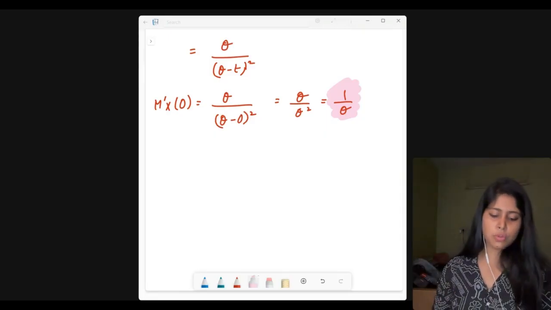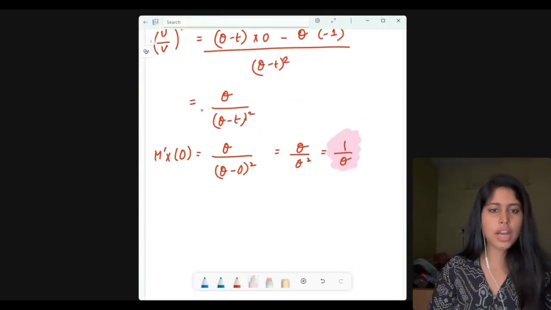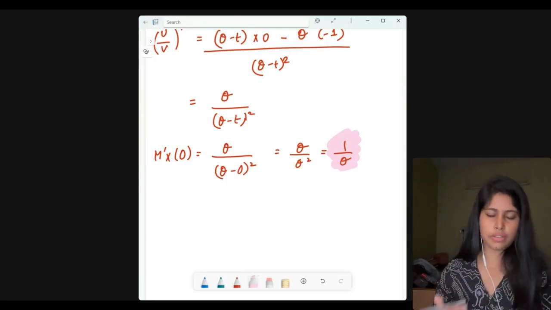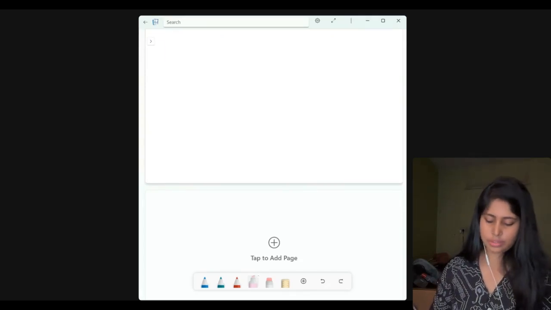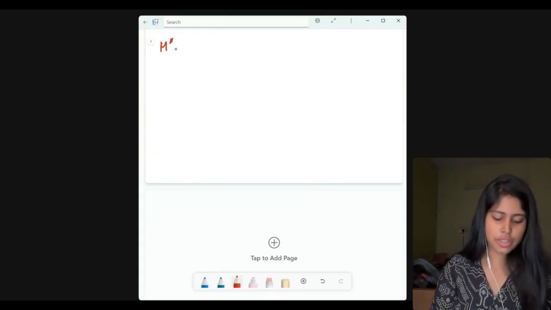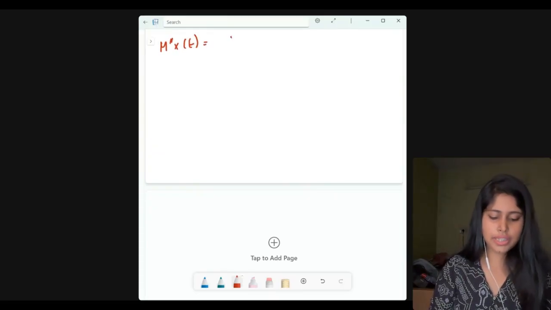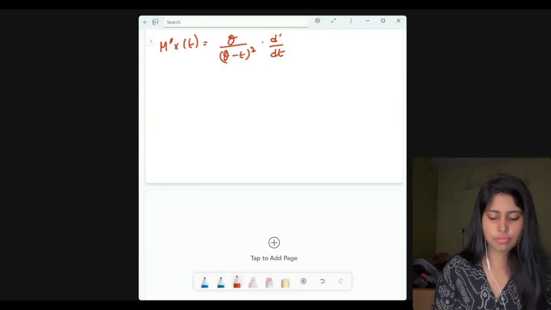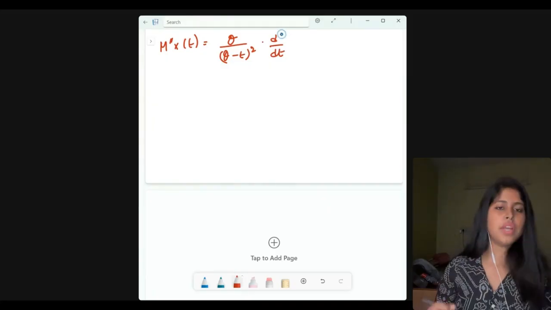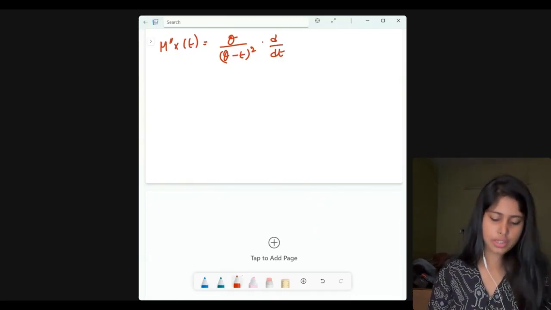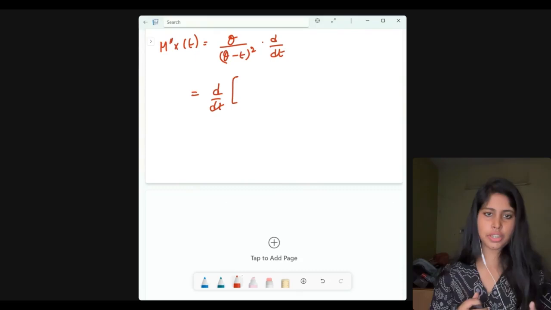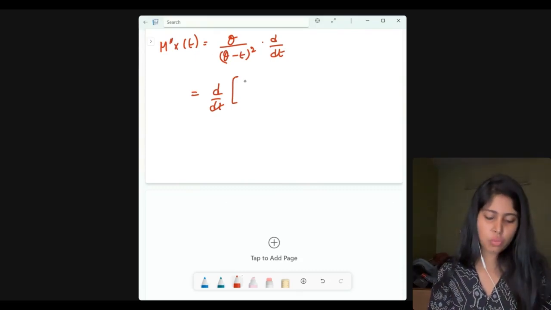Now for variance, what do we do? We will just again derive this portion, basically the double derivative. Okay, now next, let us do M double dash xt, basically d by dt of theta by theta minus t whole square. Now how do we proceed from here? See, we can take 1 by theta as common from these terms. If we do that, then what are we left with?